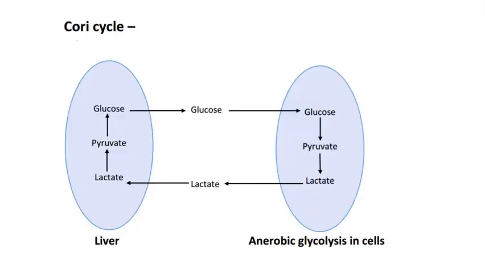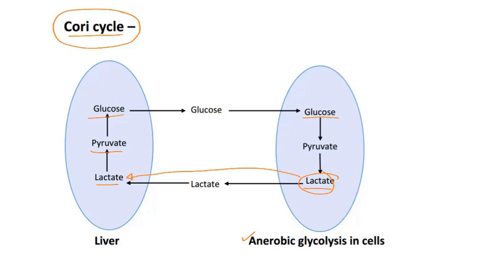Now, we will learn about Cori cycle. It is a gluconeogenic process. We know in anaerobic glycolysis, glucose produces lactate. This lactate through blood circulation enters liver, and in liver this lactate produces pyruvate, and through gluconeogenesis it produces glucose, and this glucose is released into blood circulation. So, Cori cycle is integration of anaerobic glycolysis and gluconeogenesis.